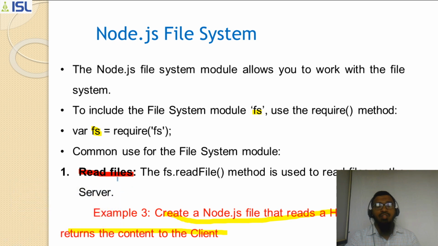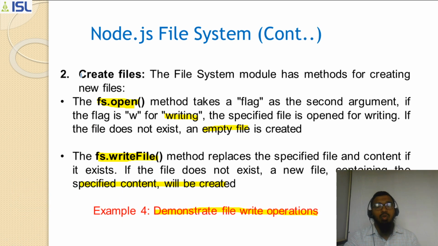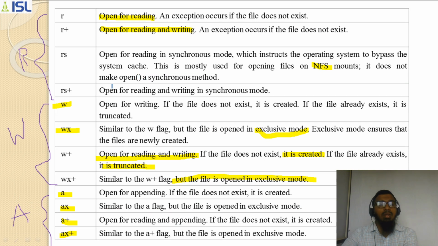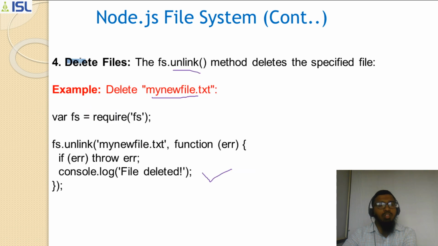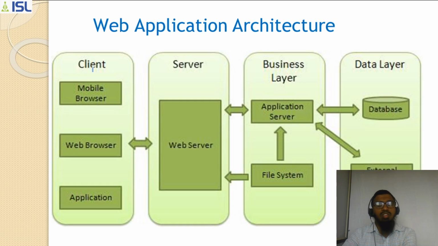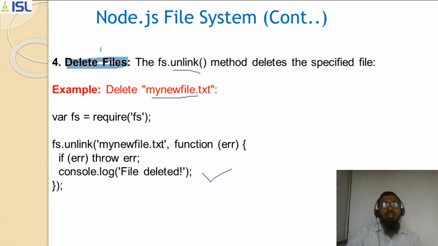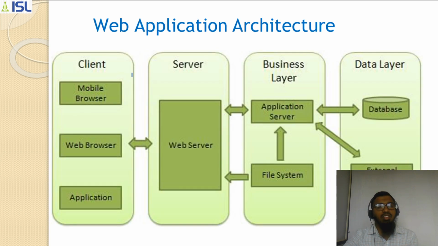Okay, read file, and we saw the create file. Then after that we saw the update file, appending. And the last one we saw the delete file. Okay, so this is about the operations. These four are the operations on the file system in Node.js.